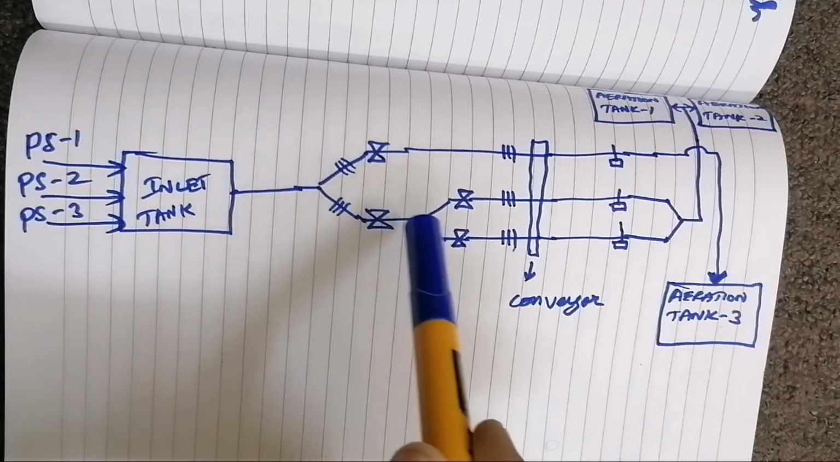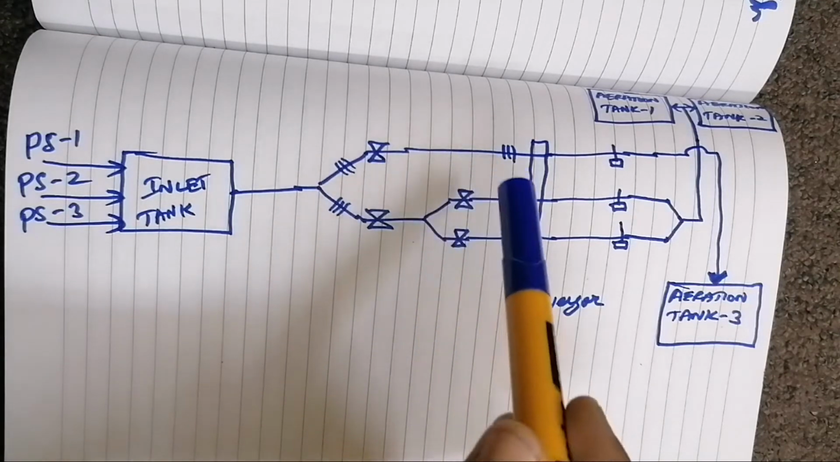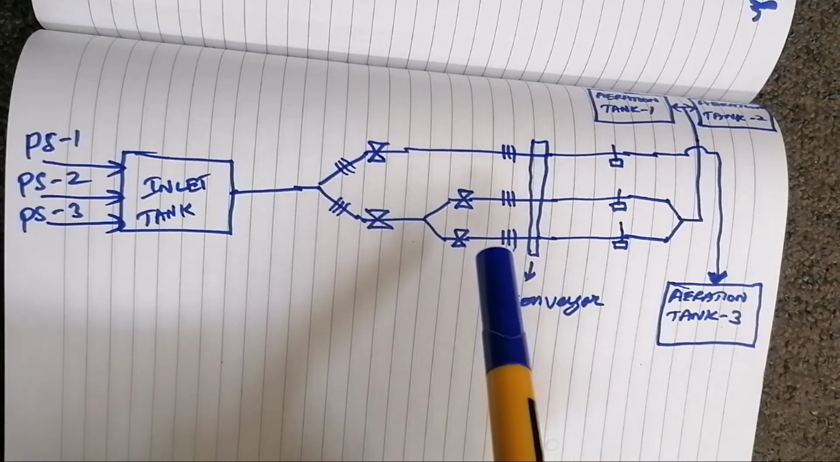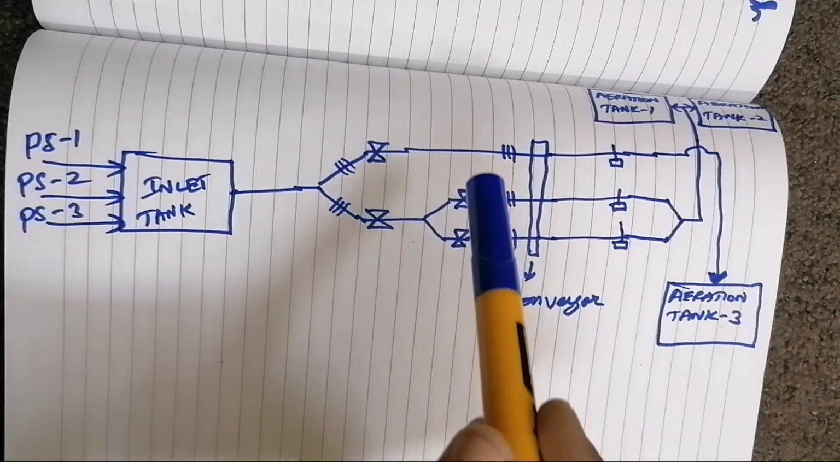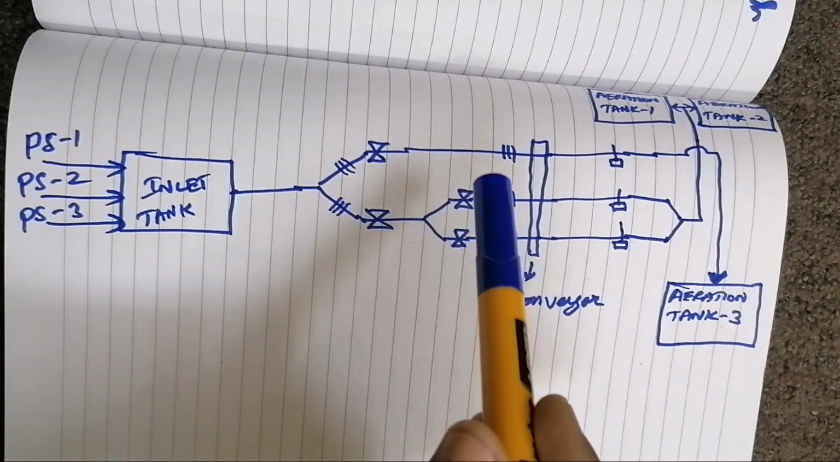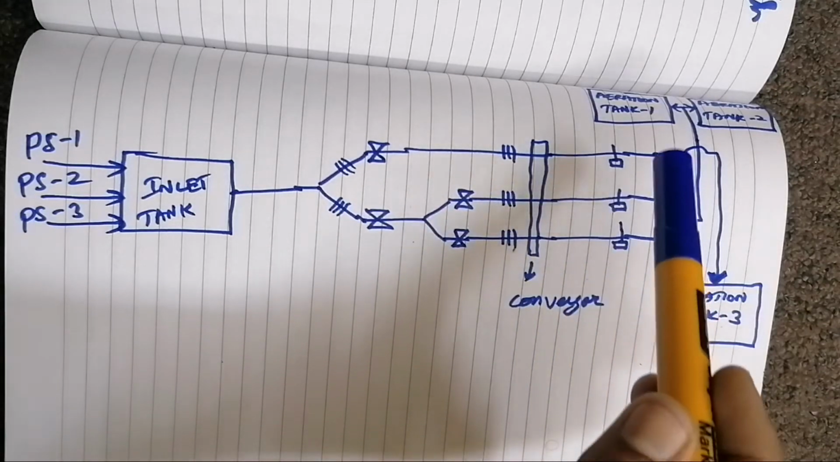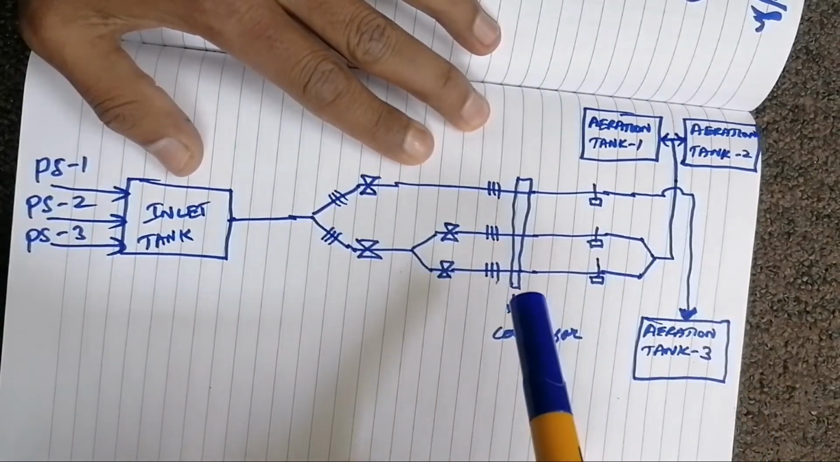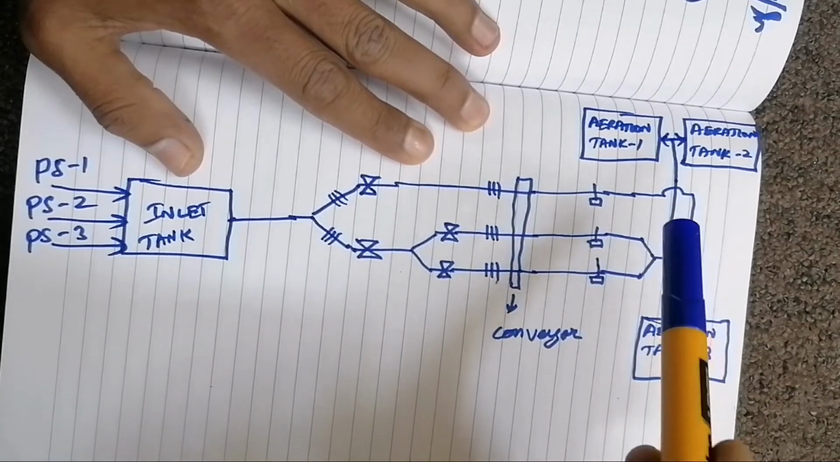Once it is distributed to channels 1, 2, 3, we again have mechanical screening. Here we will screen the water. Again we will remove sludge, plastics, wood, anything. We fine tune further in this mechanical screen. After that we will send this water to the aeration tanks. This is aeration tank 1, and this is aeration tank 2. From channel 1 it will go to aeration tank 1, and from channel 2 it will go to aeration tank 2.